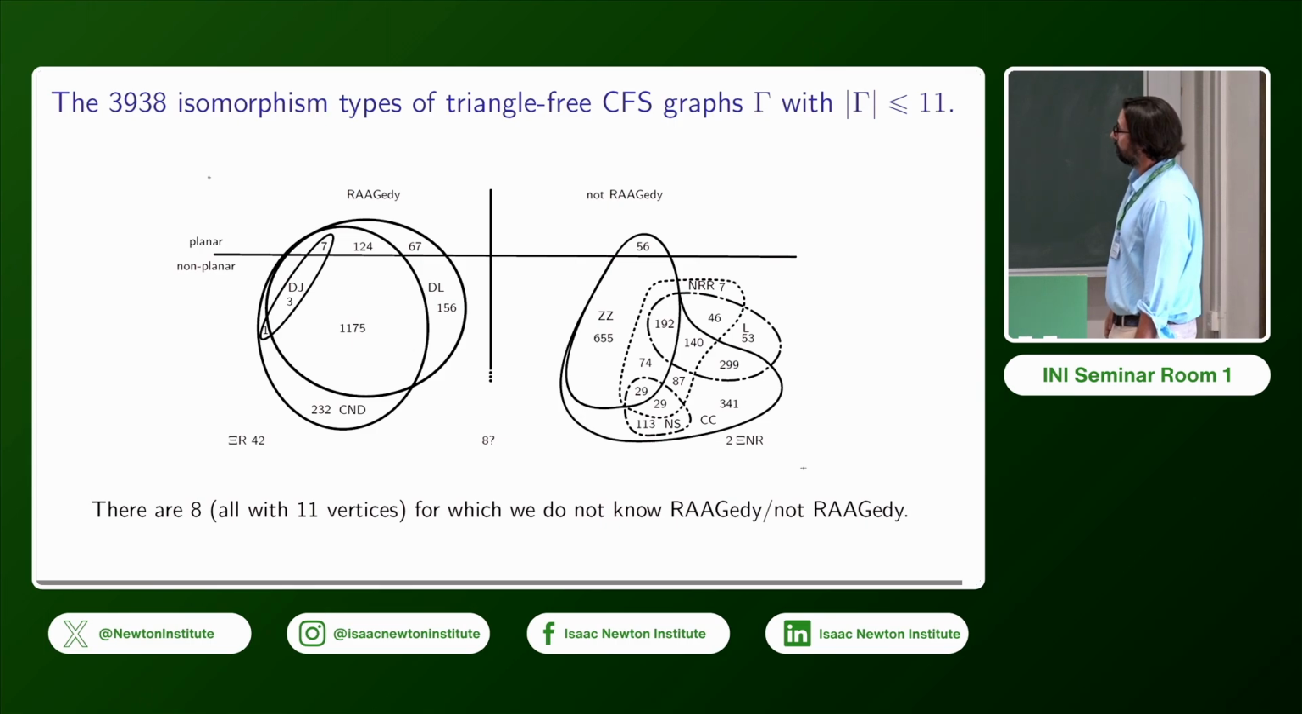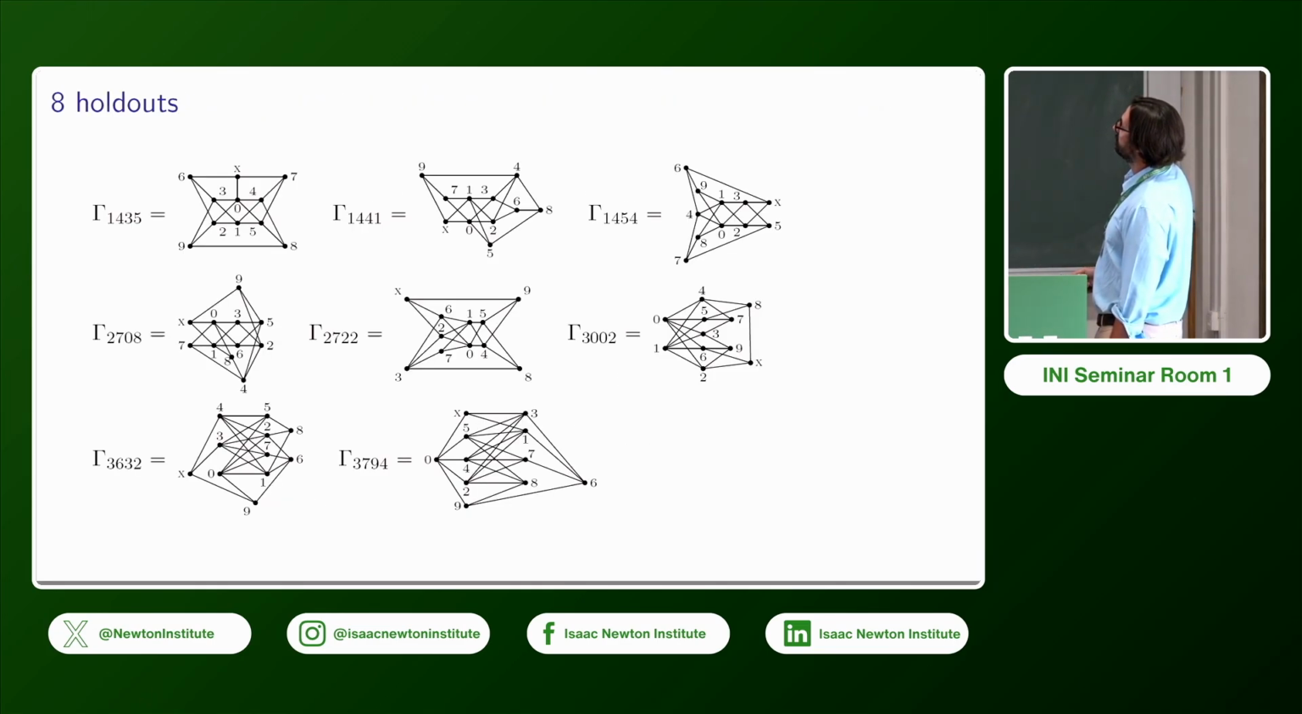And so you do all of this, check all of these by computer and see what's left. It turns out that there are 8 graphs left with 11 vertices to which none of our techniques apply. And so these ones we don't know yet whether or not these are QI to some RAG. And those 8 graphs are these.